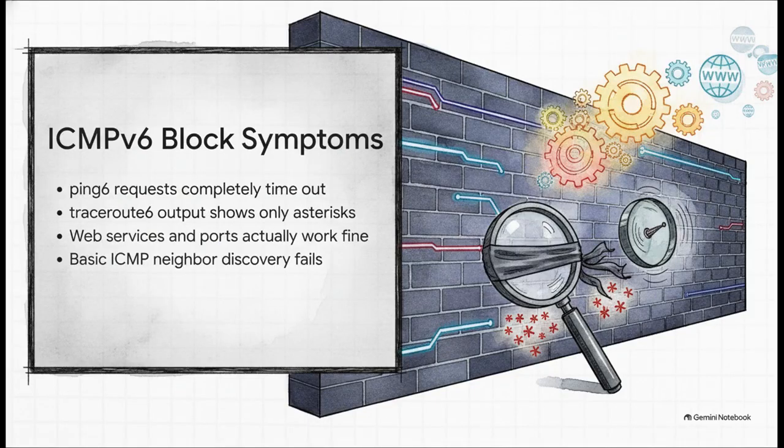Now, a classic mystery you are definitely going to encounter is the firewall block. This is a super frustrating one, where your actual web services are running perfectly fine, but your diagnostic tools are completely blinded. Your ping 6 requests just time out, your traceroute 6 just prints out endless lines of asterisks. Why? Because overzealous security administrators sometimes block all ICMP traffic, not realizing that IPv6 absolutely 100% relies on ICMPv6 to function at a basic level.